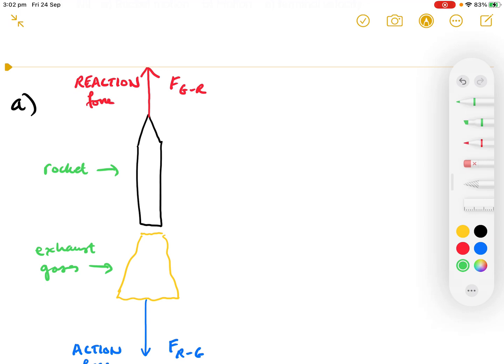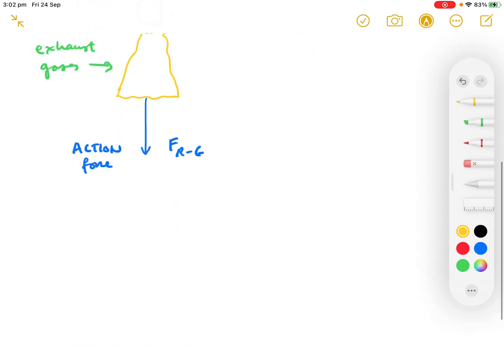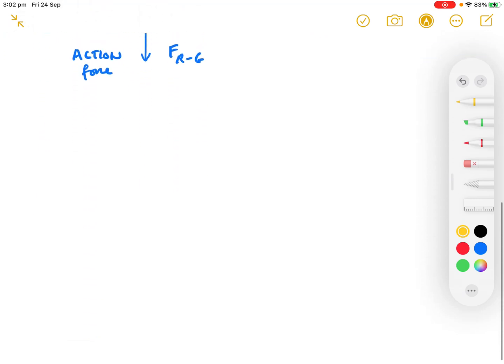The force that's acting on the rocket is the reaction force up here, this one, and that is commonly known as thrust. And it's the thrust that makes the rocket move. Okay, so there's the Newton 3 diagram.